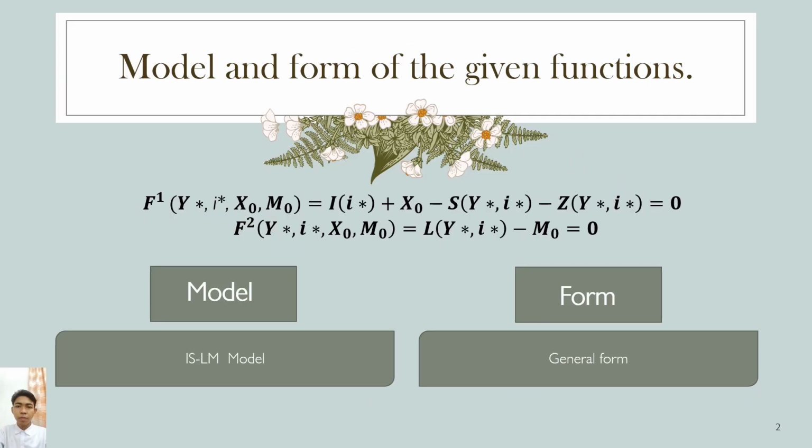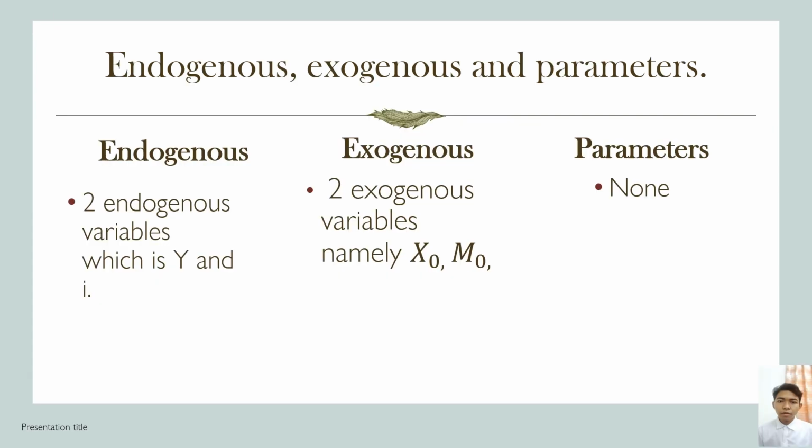Firstly, I will explain about the model and form of the given function. The model for this function is the IS-LM model and this function is in general form. Next, the endogenous, exogenous and parameters from the function will be discussed.